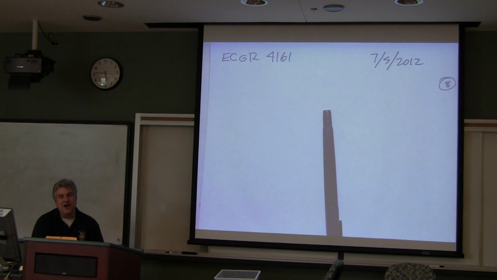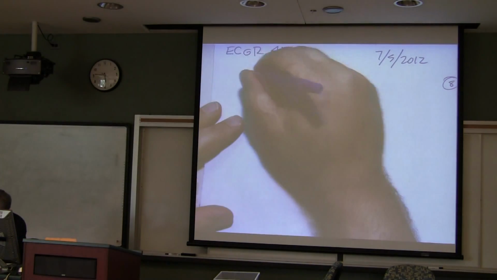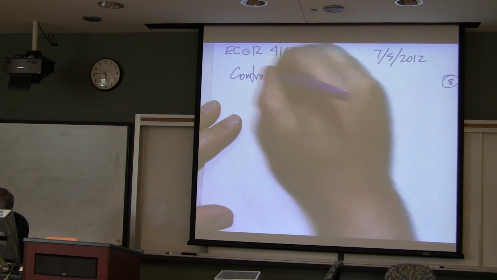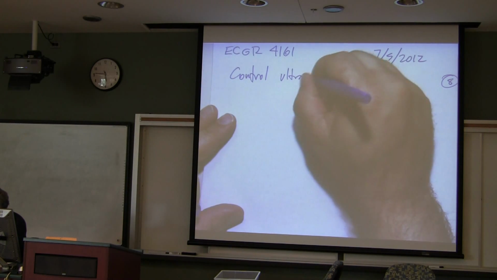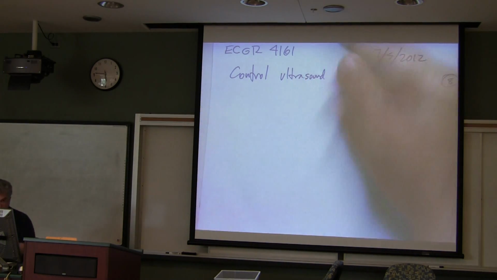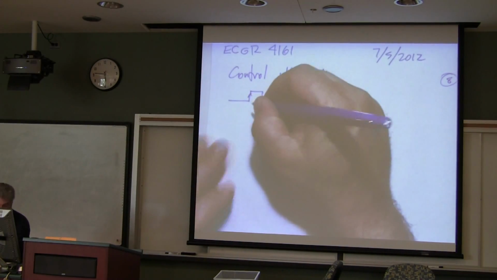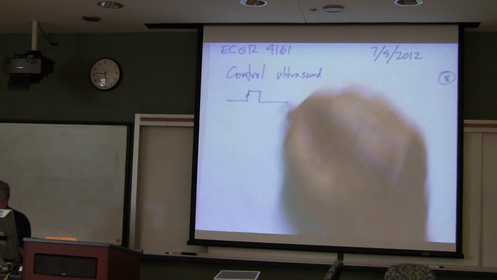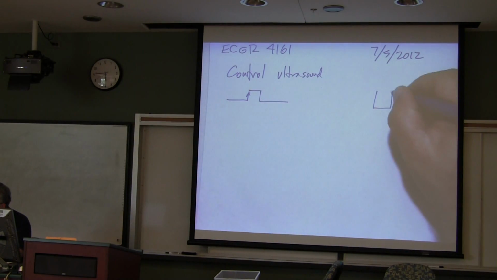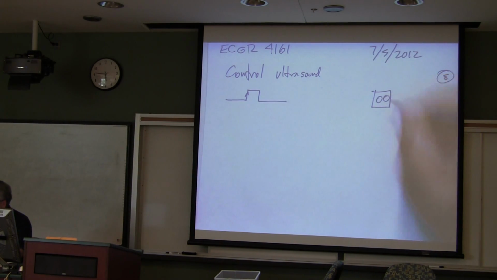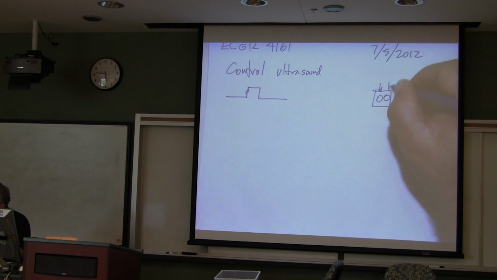Oh, I know where I was going to go. To control ultrasound, there are 2 ways to do this. One is to give it a pulse. By the way, typically one is a transmitter and one is a receiver.